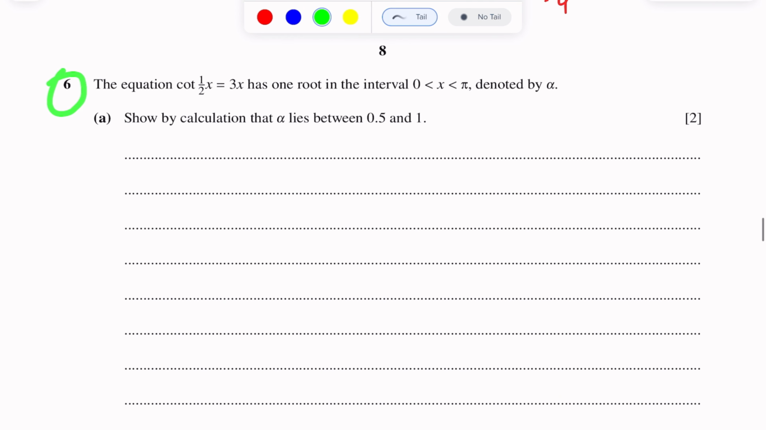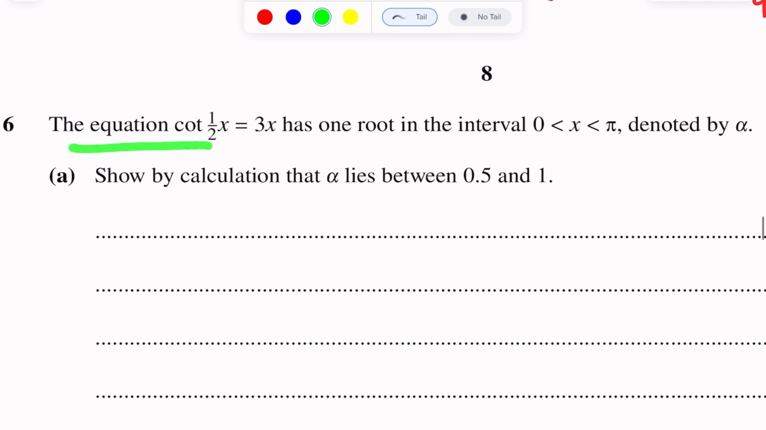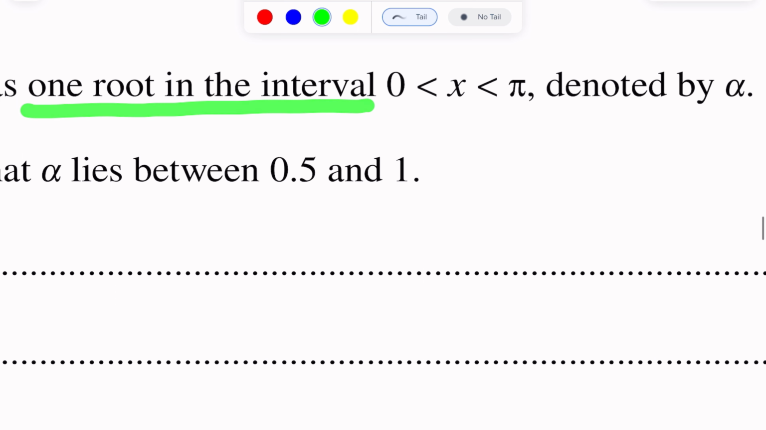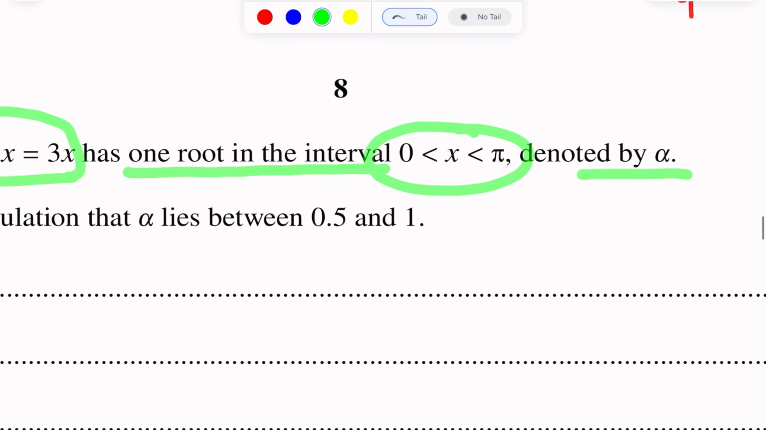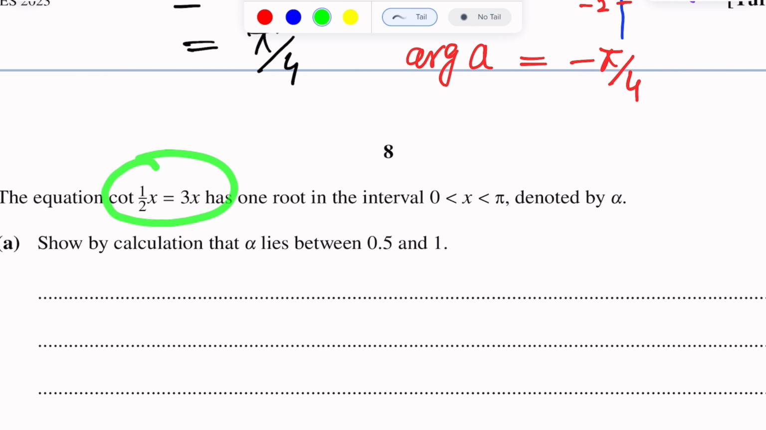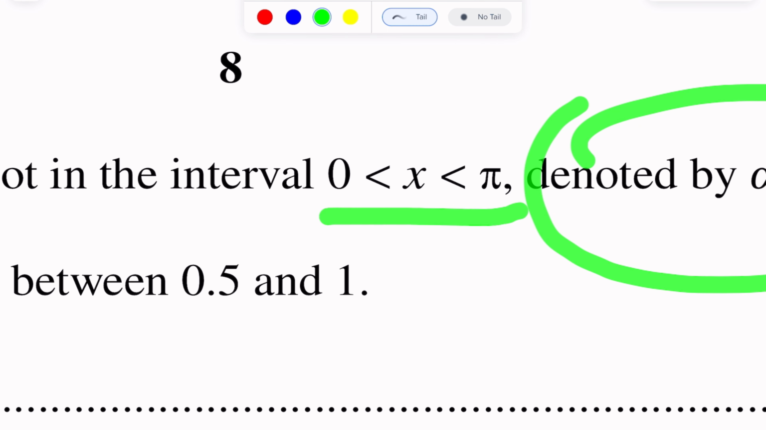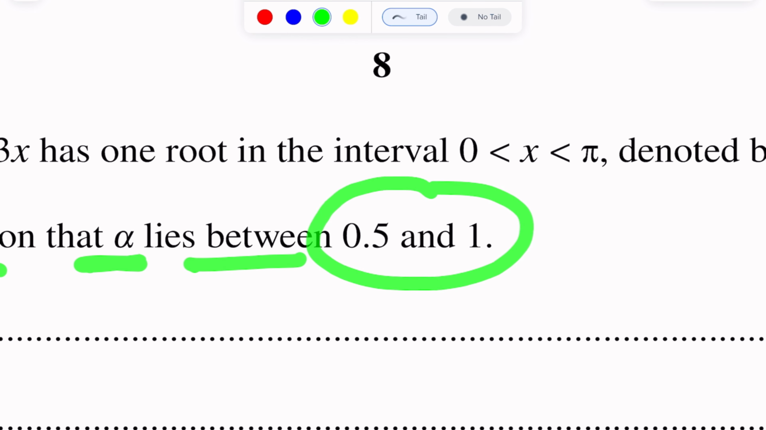Question number 6. This question is of numerical solution of equation. The equation cot(1/2 x) = 3x has one root in the interval 0 to pi, denoted by alpha. The value of x from this equation, the root of the equation, is denoted by alpha in the given interval 0 to pi. Show by calculation that alpha lies between 0.5 and 1.